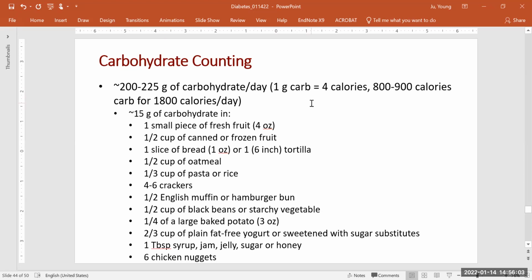By the way, 1 gram of carb generates 4 calories, and so 800 to 900 calories can come from carbs. Some people may need more, others may need less carbs at meals, depending on how they manage their condition. I just listed examples of carb counting equivalent to 15 grams of carbs.